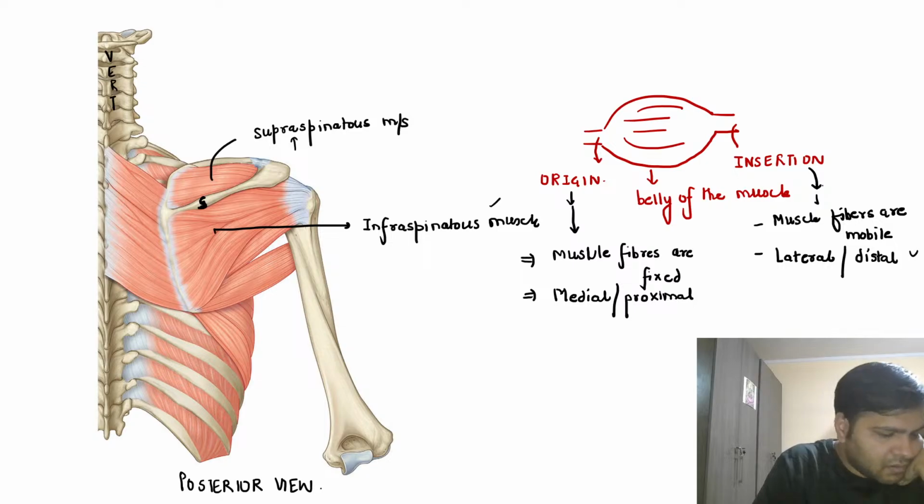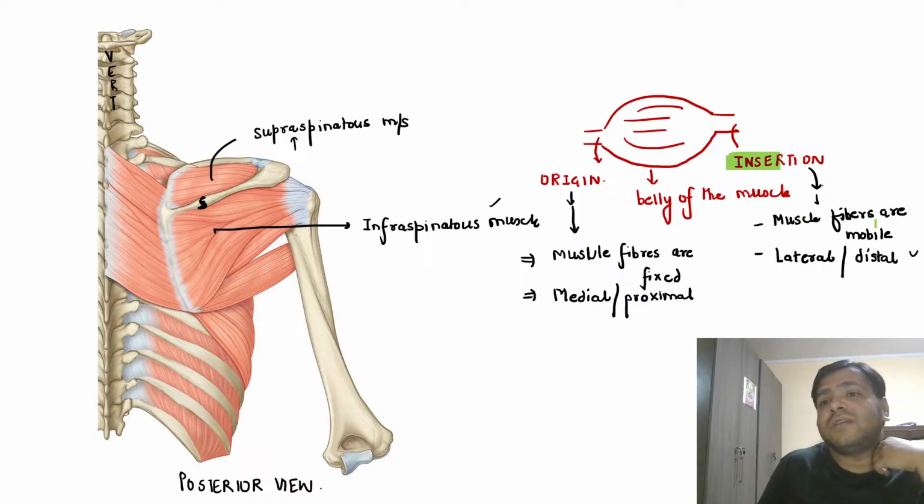Very good, Jay. It is always the insertion, because remember the insertion fibers are the ones which are mobile. Origin fibers are already fixed. How will the action be produced? Insertion is the place where the action of the muscle will be produced.